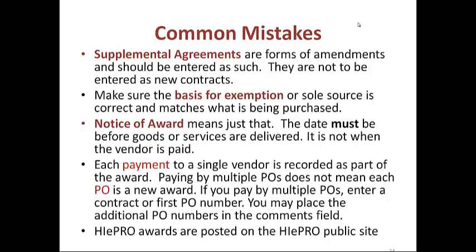Also remember that each payment to a single vendor is recorded as part of the award. So you may be paying by multiple purchase orders, but it doesn't mean that each PO is a new award and you list it as a separate record. If you're paying by multiple POs, enter the first PO number in the contract number, and you can place the additional PO numbers in the comments field if you want.